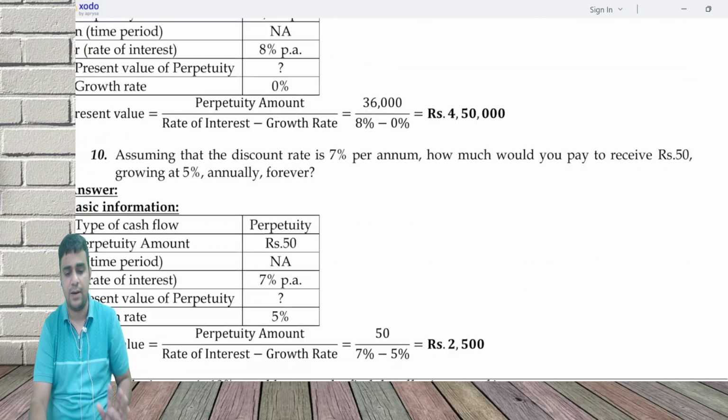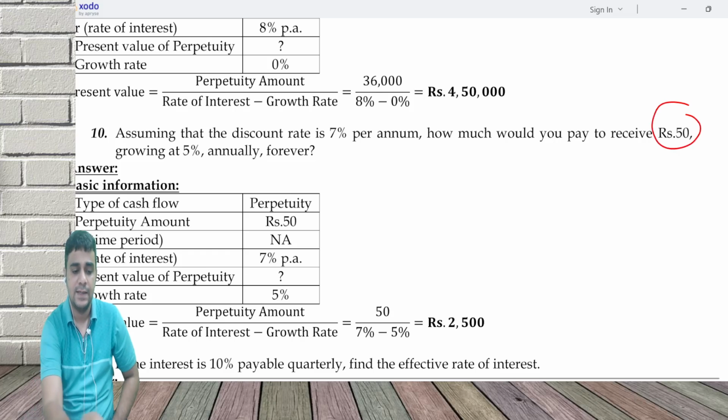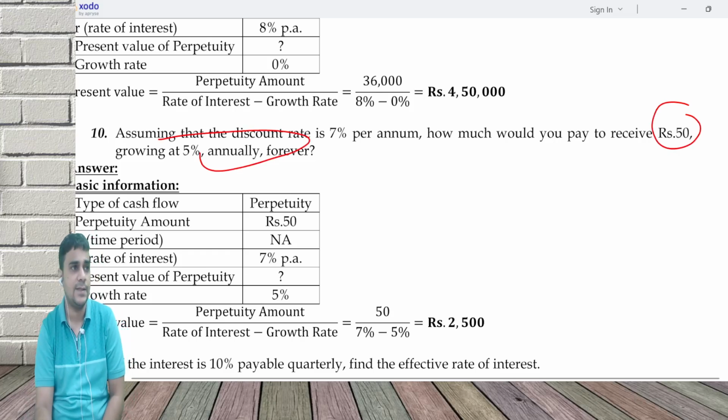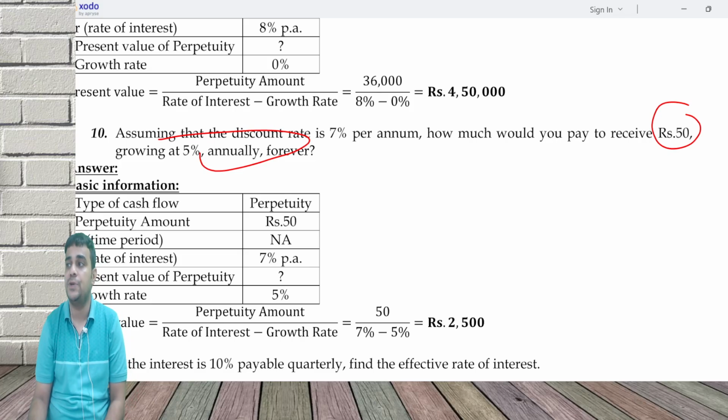Okay, this example I've already done. 50 rupees, 7 minus 5%. Perpetuity is a very important concept when I'm going to do my capital budgeting calculation or when I do the cost of capital chapter. It's an extremely important area of discussion. Any doubts on this?